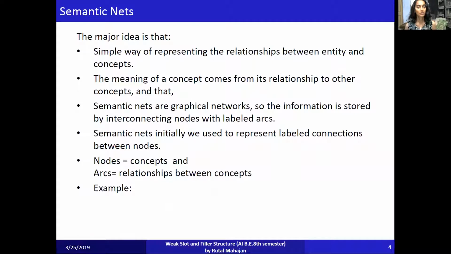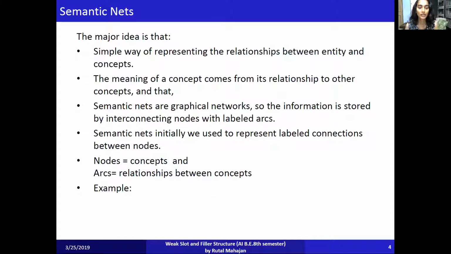Next, let's see the semantic net. What is the major idea behind the semantic net? It is a simple way of representing the relationship between entity and concept. We just wanted the simplest way of representation between concepts and entities. The meaning of a concept comes from its relationship to other concepts, and semantic nets are graphical networks. The information is stored by interconnecting nodes. Two nodes are connected with labeled arcs, meaning the arrow between two concepts has a label. That label shows the relationship between those two nodes or concepts.